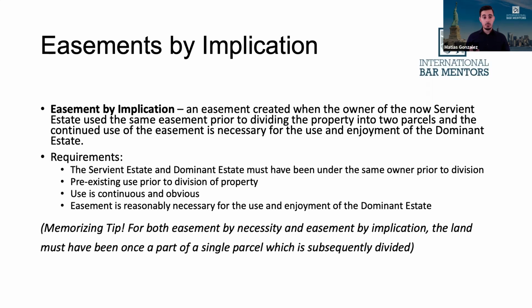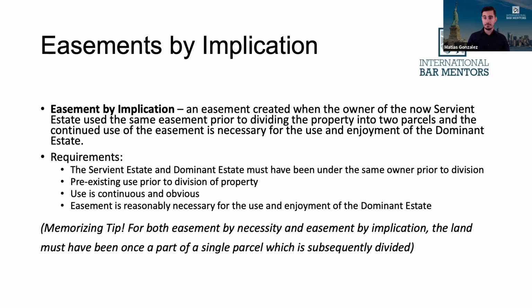And so what are the requirements? The servient and dominant estate have to have been under the same owner prior to division. So that's the same requirement as easement by necessity. There has to be pre-existing use prior to the division of the property, meaning the easement that you're trying to say that you have access to has to have been in pre-existing use prior to the property being divided into two. The use has to have been continuous and obvious, okay? And the easement is reasonably necessary for the use and enjoyment of the dominant estate, meaning the property that needs the easement, right?